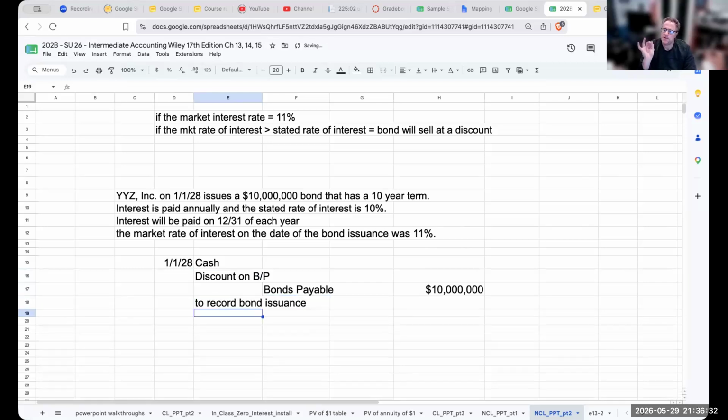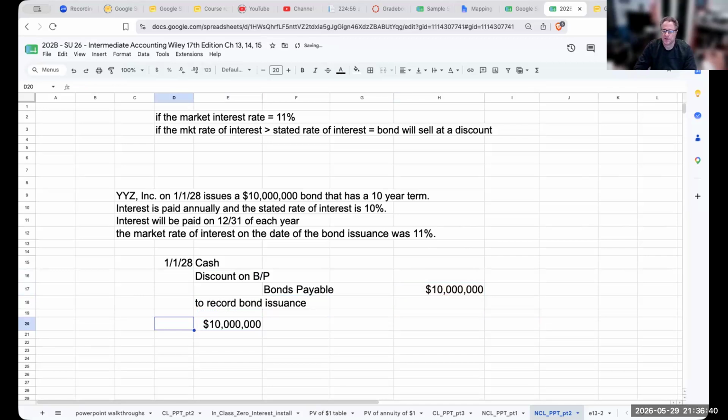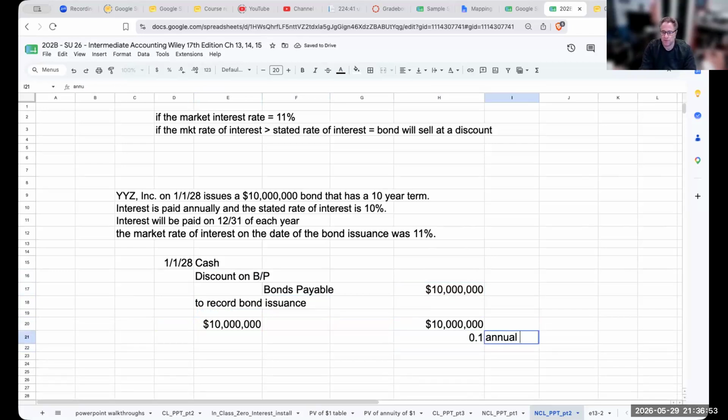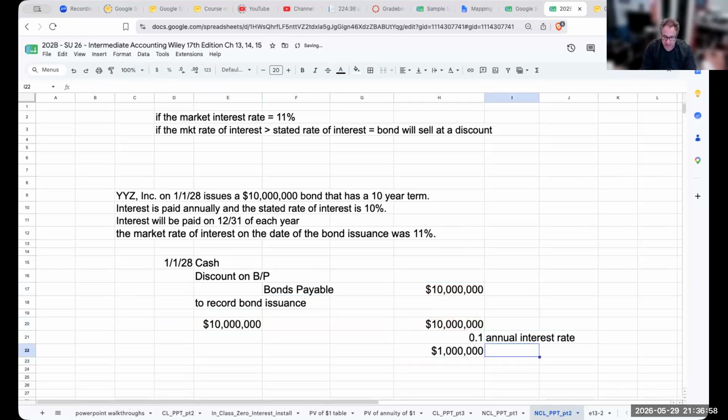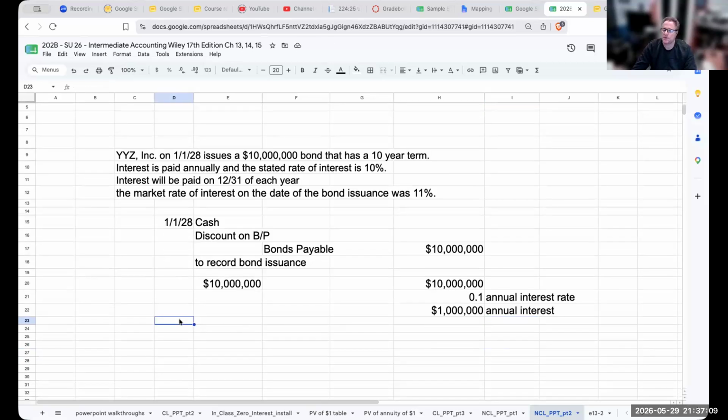Okay, so this bond is going to give us two different forms of payment, right? We know that at the end of 10 years, it's going to be giving us $10 million. But at the same time, because I changed the question, every single year we're going to be earning interest at 10%, which is my annual interest rate. And so every single year, it's going to be paying basically $1 million, right?